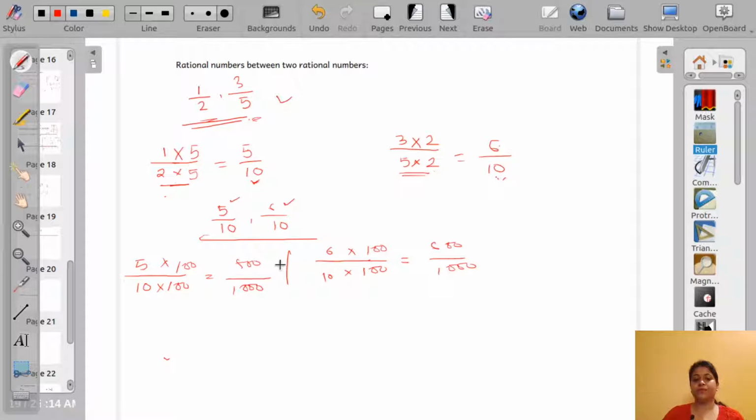Okay, now here, see the denominators are the same, between 500 and 600 we can get 99 rational numbers. Say how? 500 1 by 1000, 500 2 by 1000. So the total 500, this is 5, okay.